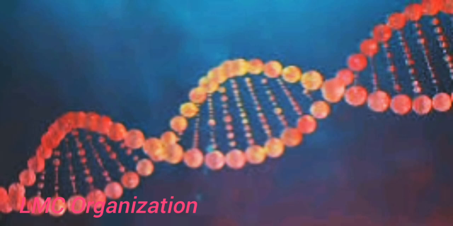Tight wrapping, heterochromatin, makes the DNA inaccessible to transcription factors, silencing gene expression. Effect: these modifications can create a more compact chromatin structure, leading to gene repression. 3. RNA interference, RNAi. How it works.